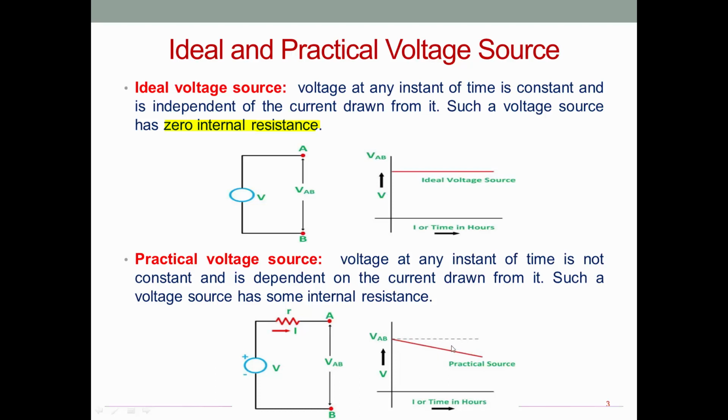So this brown line represents the practical voltage source and the dotted line represents the ideal voltage source. Whereas in the ideal voltage source, we don't have internal resistance, so it is constant. Whereas in the practical voltage source, we have internal resistance. The increase in current increases the voltage drop across the resistance. That's why we are finding drooping characteristics.